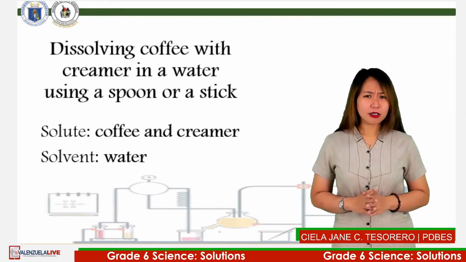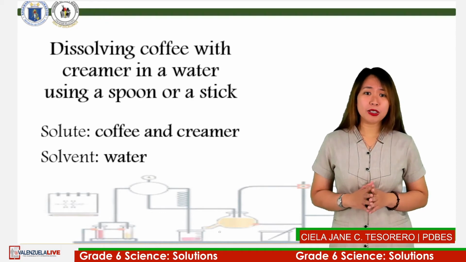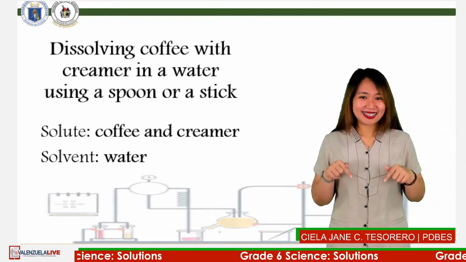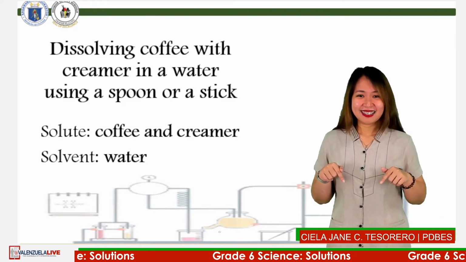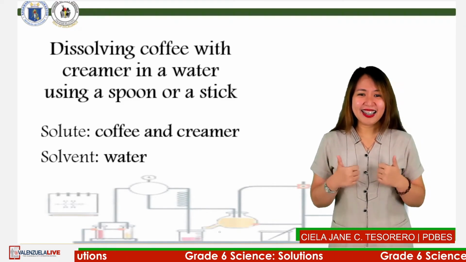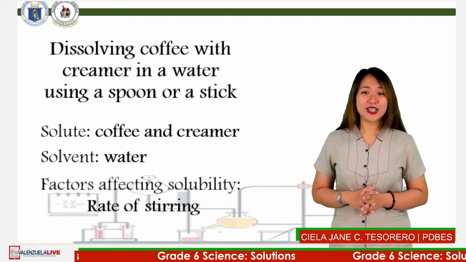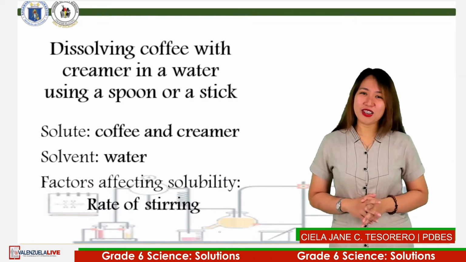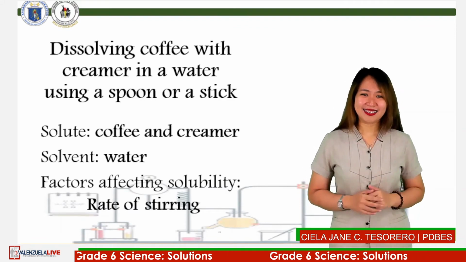How about the factor affecting the solubility of the solute in a solvent? Type it down. Doing great, grade 6. The answer is the rate of stirring. You're all very good. You're all doing great.